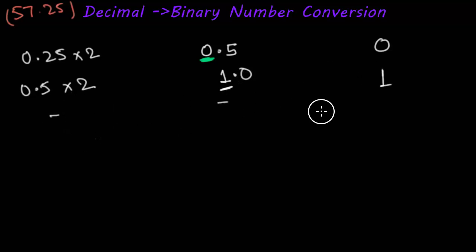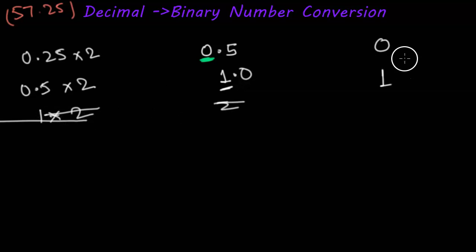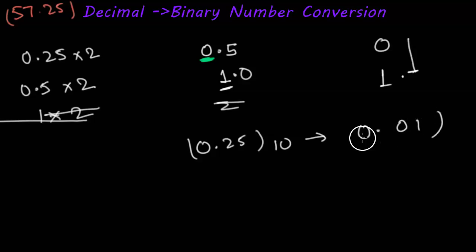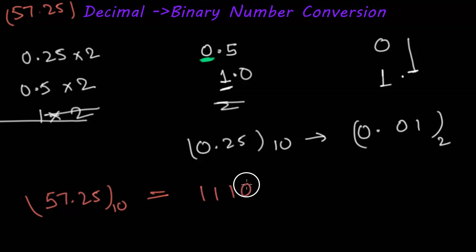After this is done, if we go further, we have 1 into 2, then the number becomes 2, and now we cannot make this a binary number and hence we do not consider this step. So my calculation stops over here, and that means 0.25, which we had in decimal form, can be represented as 0.01 in its binary form. Hence, combining both of them together, we have 57.25, which is equal to 111001.01 in binary form.